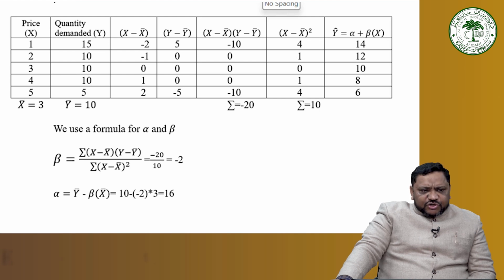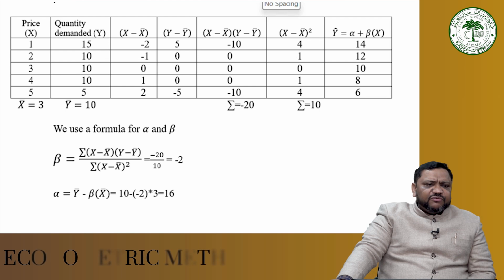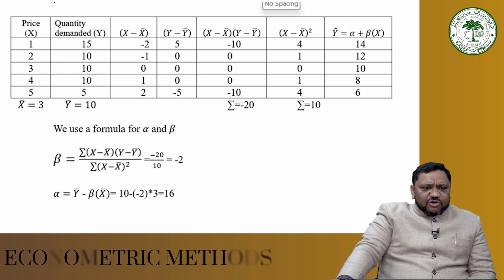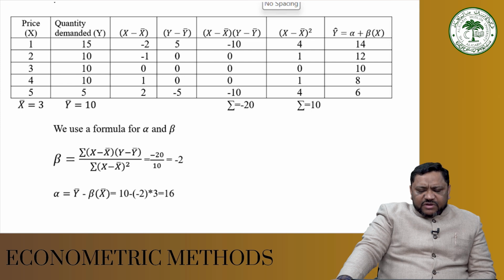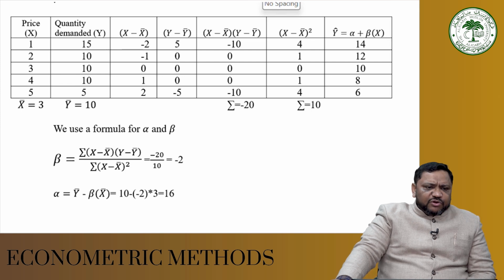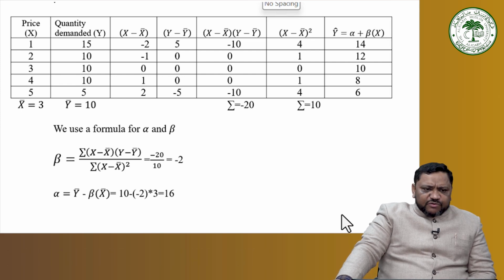So, in the first column we have price 1, 2, 3, 4, 5. For simplicity we have taken it like that. And in the second column we have quantity demanded. We take the mean first. We take the mean of price, we denote it by x. So, x bar is equal to 3. Quantity demanded we denote it by y. So, y bar is equal to 10.